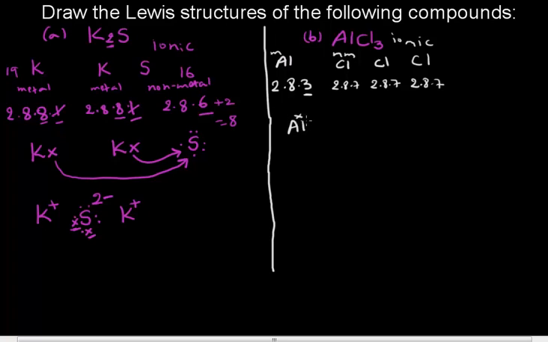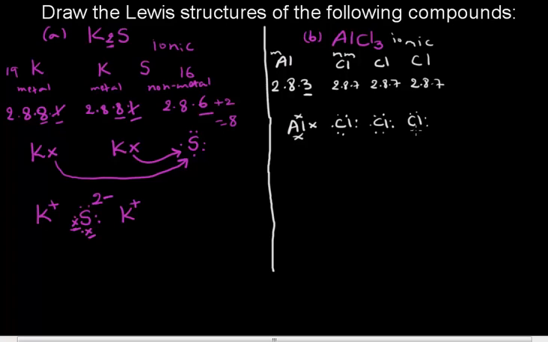That's 1 valence electron, that's the second. There are 3 valence electrons in aluminum, whereas on chlorine there are 7 valence electrons. 1, 2, 3, 4, 5, 6, 7. Similarly, this chlorine has 7 valence electrons. 1, 2, 3, 4, 5, 6, 7. And the third chlorine also has 7 valence electrons.